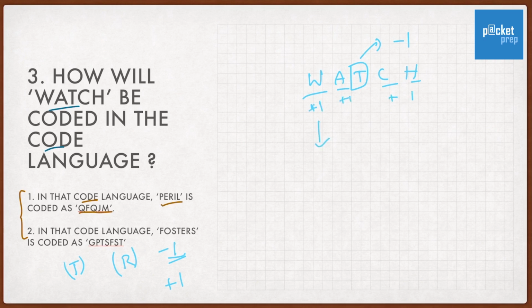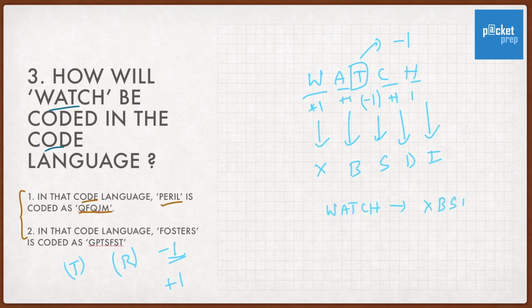If W is incremented by 1, it is X, A is B. As T should be decremented by 1, it would be S, and C should be incremented by 1, so D here. And H should be incremented by 1, so I here. So the code for watch will be XBSDI. So in this question, either statement 1 alone or statement 2 alone is sufficient to answer the question, because both the statements follow the same pattern.